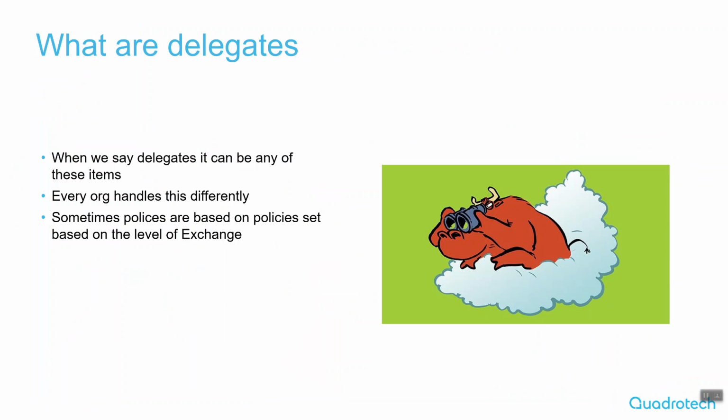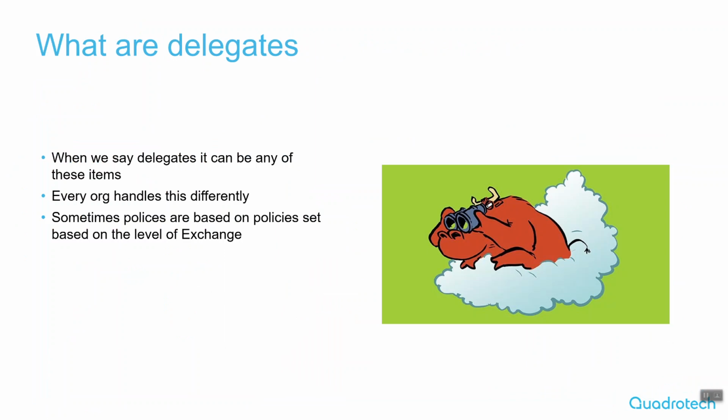When we talk in the migration space, a lot of times we get this question of, okay, do you migrate delegates? And what we have to be careful of is when somebody says delegates, they mean any of those three mailbox levels that we're talking about more commonly. Every organization handles access differently, so they may handle it specifically. And what's interesting is how organizations handle access typically goes back to the day that they started heavily using Exchange.